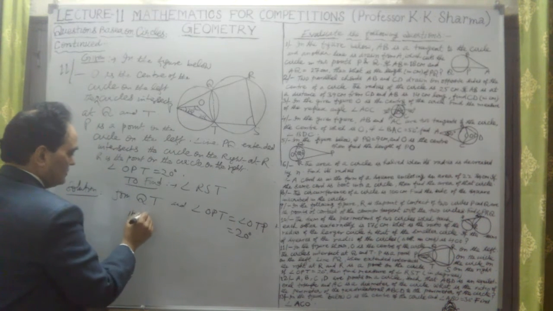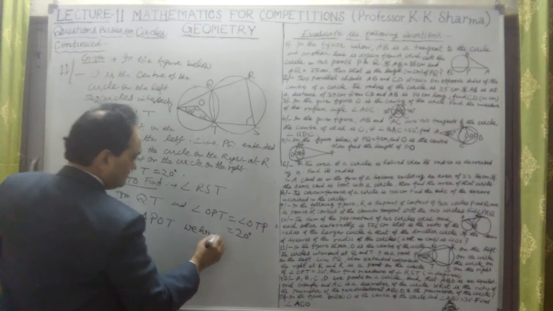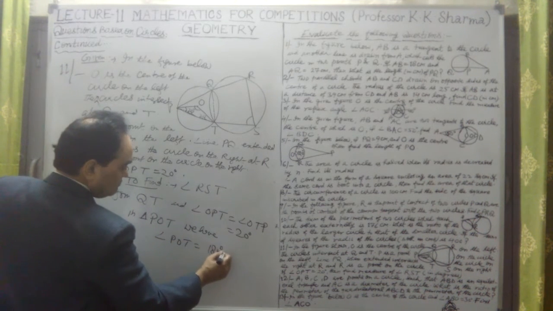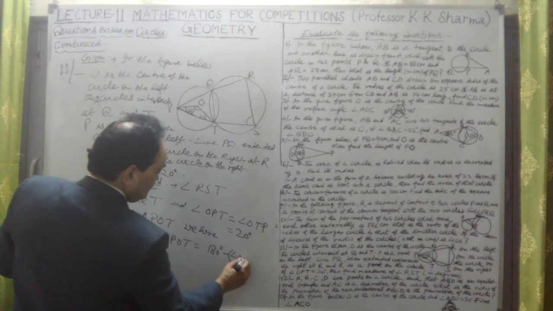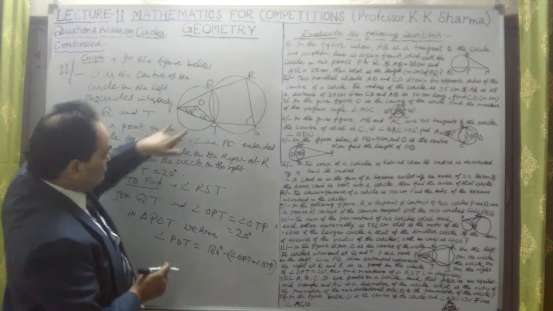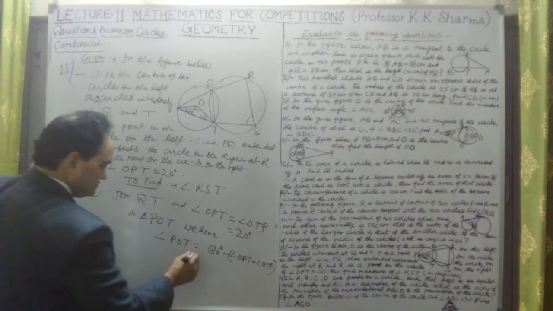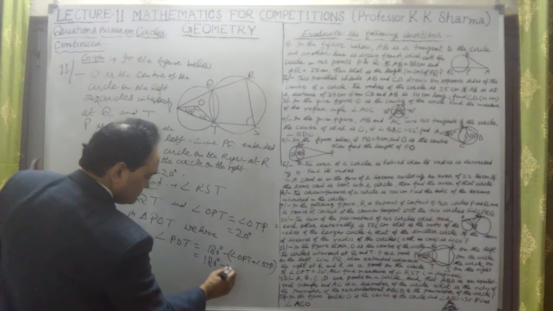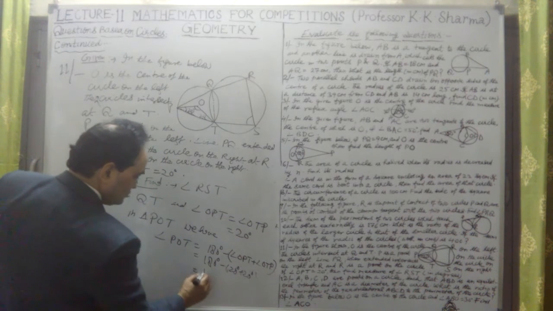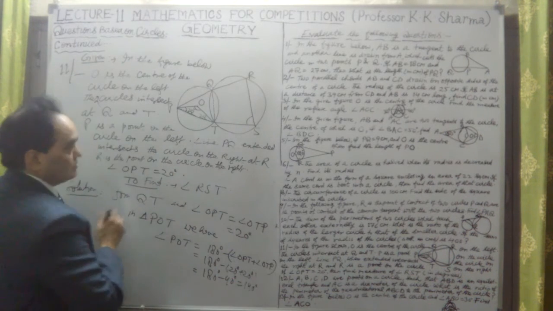Therefore, in triangle POT, we have angle POT is equal to 180 degree minus angle OPT plus angle OTP. Try to understand. Sum of these two angles, 20 plus 20, 40, subtracted from 180 will give us angle POT. This is 180 degree minus 40 degree, 20 degree plus 20 degree, both are same. This is 180 degree minus 40 degree is equal to 140 degree. What about this angle?